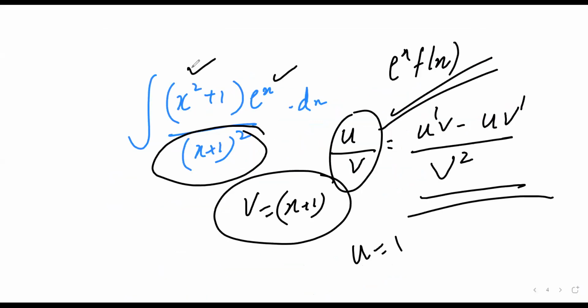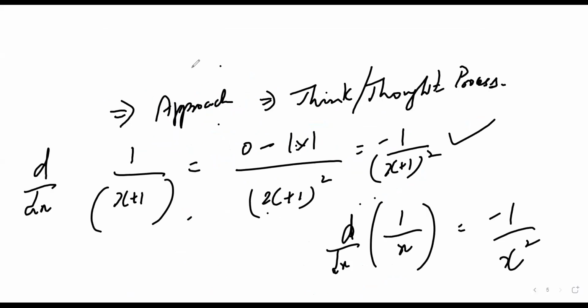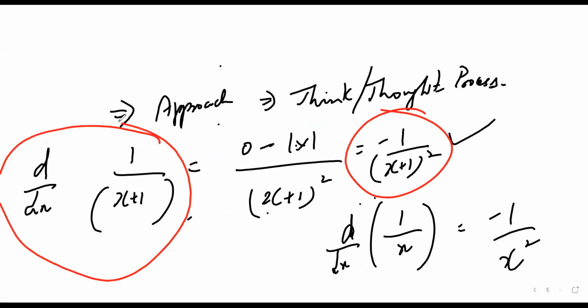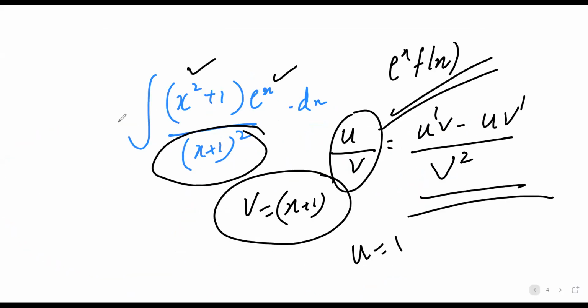X square plus 1. 1 is already I got minus 1 by x plus 1 the whole square. That is if I differentiate this. But in the question, is there minus 1 here? No. In the question, there is no minus 1. So what I will do, I will add 1 and I will subtract 1. So with this question, I will subtract 1 and I will add 1.